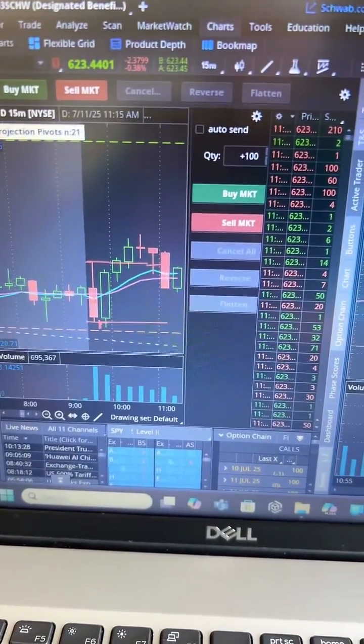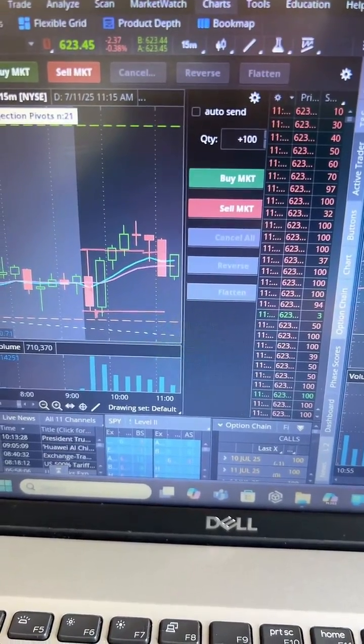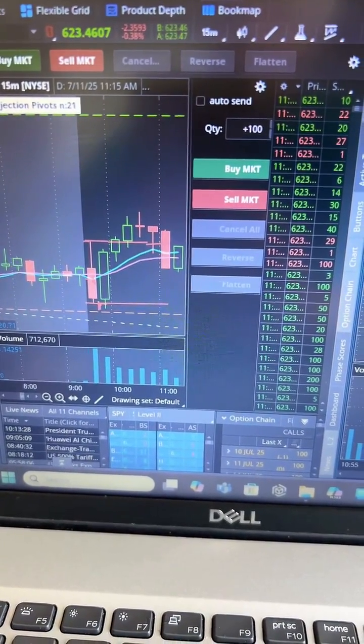That's right, it's back on it. Yes, we're paper trading with Robinhood, and there's a reason.